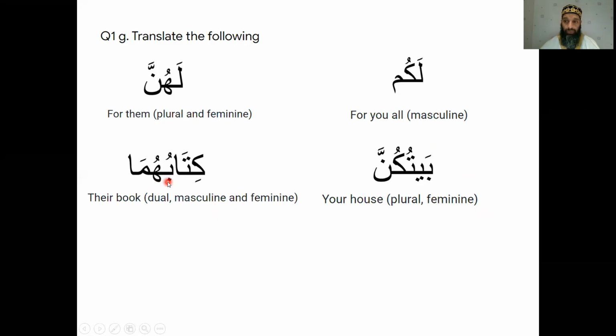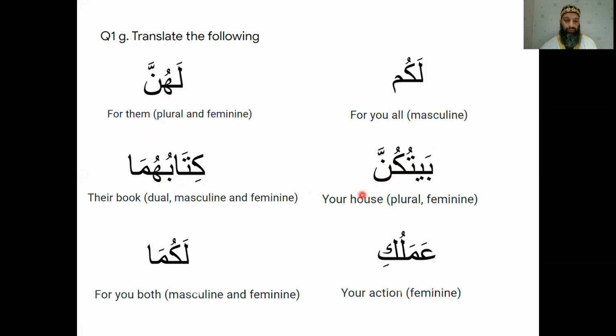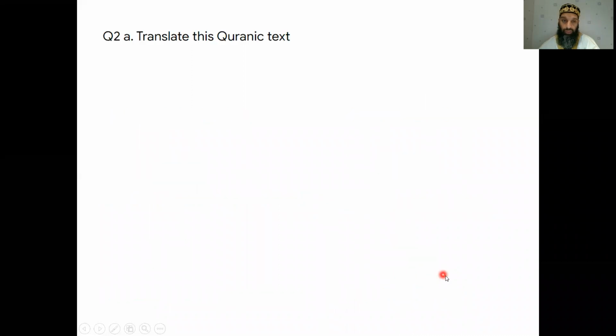Kitabuhuma. Huma is dual, their two's book. Baytukunna. Kunna, again, women. Your all's house, talking to the women only. Lakuma, for you two. Lakuma, for you two, like belonging to you two. And amaluki. Amal means action, and ki means your, to a woman. So amaluki, your action, talking to a woman.